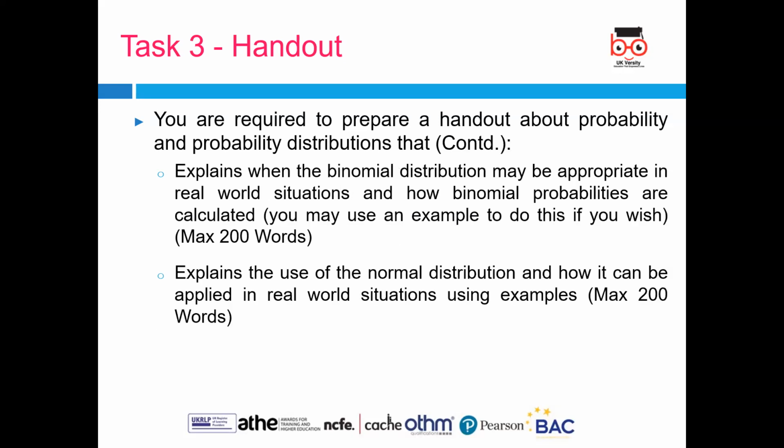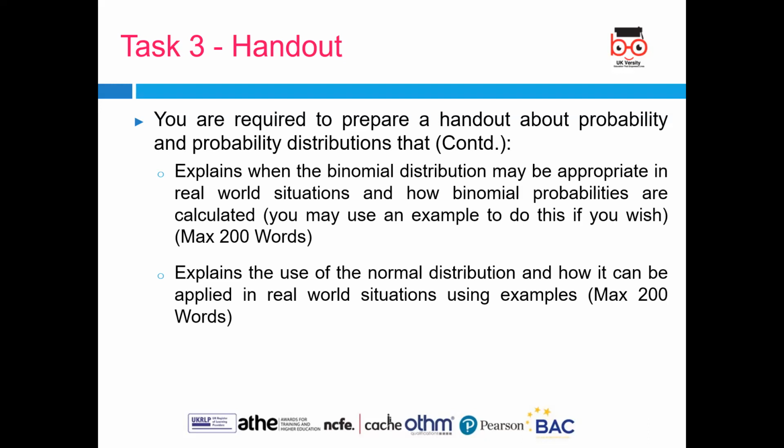Then continuing with this, you have to explain when the binomial distribution may be appropriate in real world situations and how binomial probabilities are calculated. So here, it is better if you explain this with an example and limit this discussion to a maximum of 200 words.